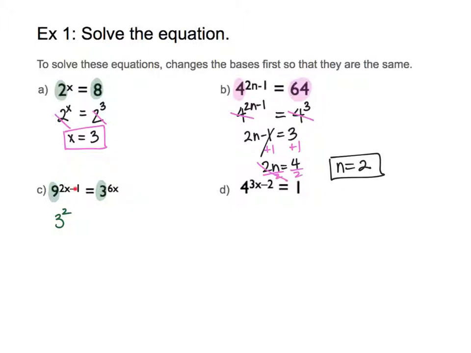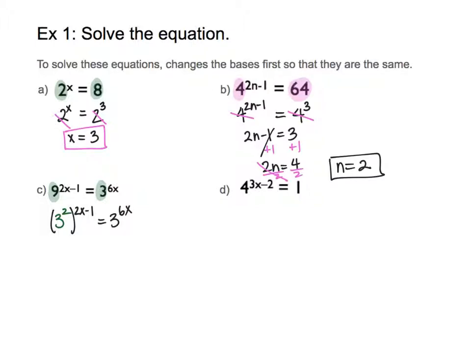However, there's more stuff here next to the 9, right? There's a 2x minus 1. So that means that I need to add on that exponent. And so I'm going to wrap this around with parentheses and write that 2x minus 1 in the exponent. So this used to be the 9, but now it's replaced with 3 squared. And then I'm just putting parentheses around it so that I can add on that exponent. And then the other side's already a 3, so I'm going to drop that down as 3 to the 6x.